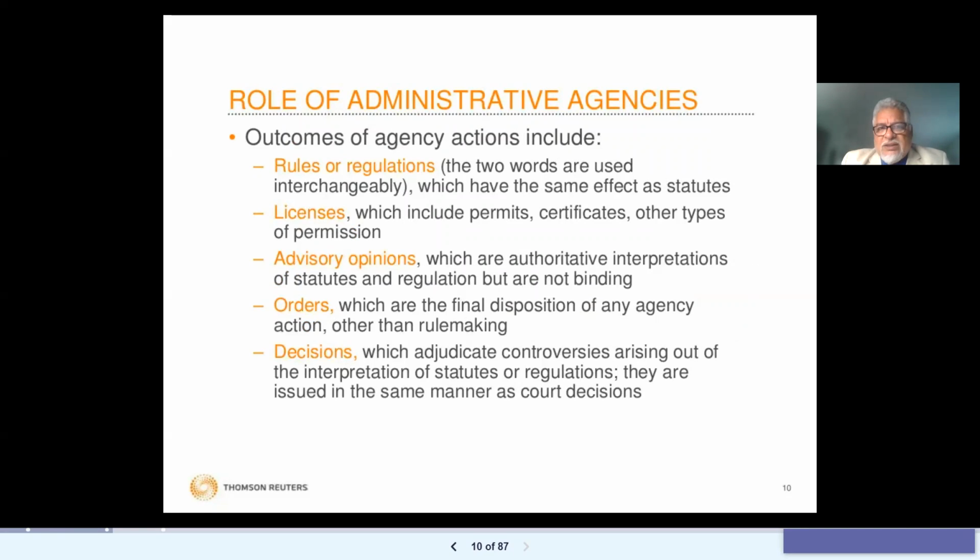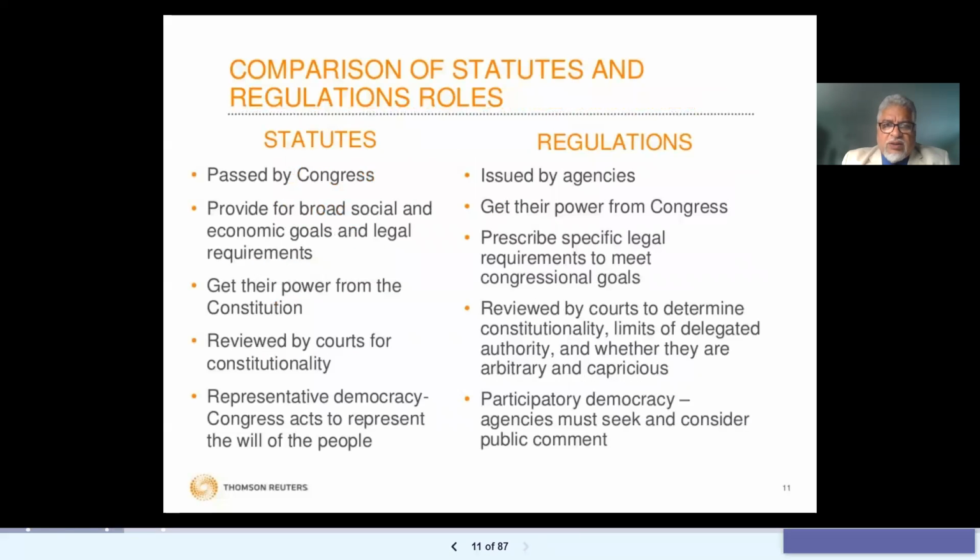The role of the administrative agencies and the outcome of the agencies include more rules, more regulations, licensing. They can give you a license and they can take away a license. Even hairstylists and barbers have to go through licensing requirements, and they can be made harder or less hard. Advisory opinions are authoritative interpretations of statute and regulation, but they're not binding, but they really will have a lot of weight with especially local or state agencies or organizations. Orders are the final disposition of any agency action other than rulemaking, and decisions adjudicate controversies arising out of the interpretation of statutes or regulations. They are issued in the same manner as court decisions.